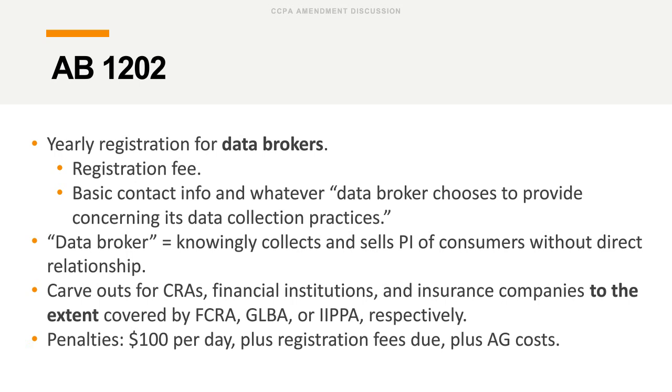Also, the bill does provide some carve-outs for credit reporting agencies, financial institutions, and insurance companies to the extent they're covered by FCRA, GLBA, or the Insurance Information and Privacy Protection Act in California, respectively. This language, to the extent covered by, puts it in the same realm as the other exemptions from CCPA that we see for HIPAA and GLBA. It's not a company-wide exemption. It's more focused on the information that is actually covered by those laws.